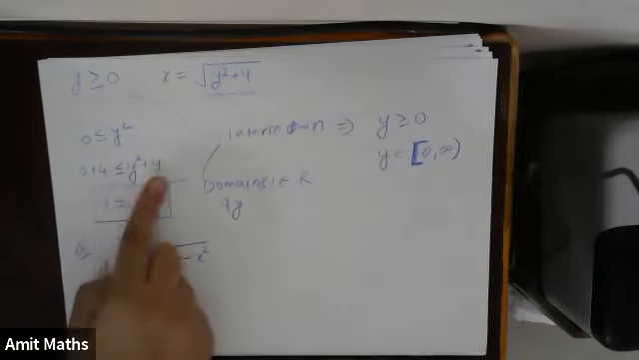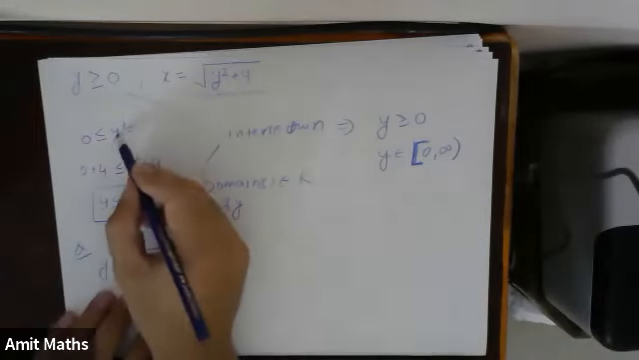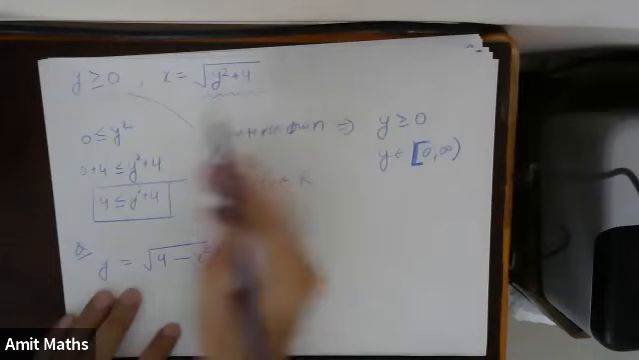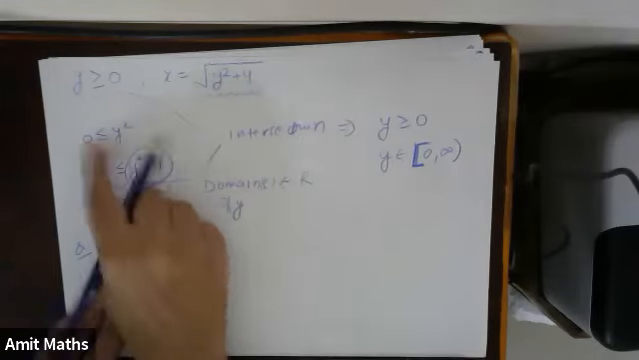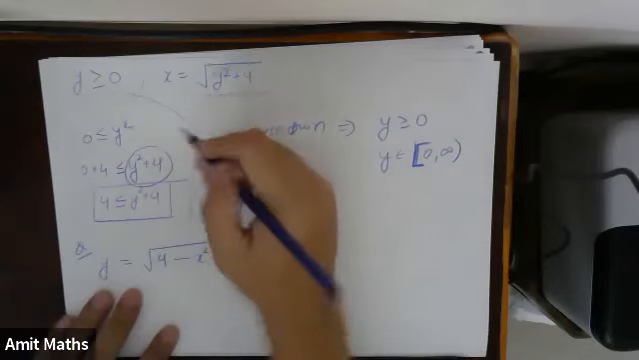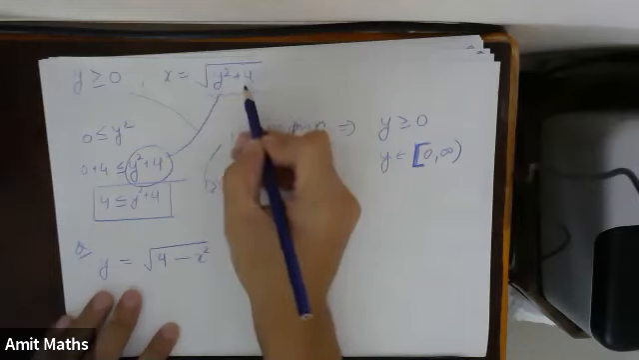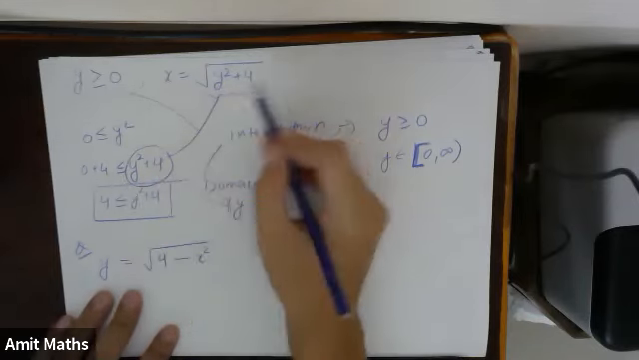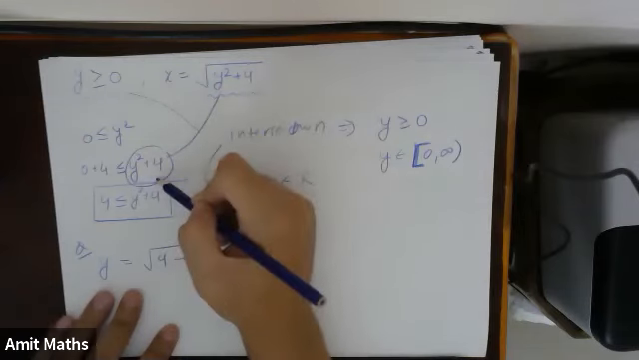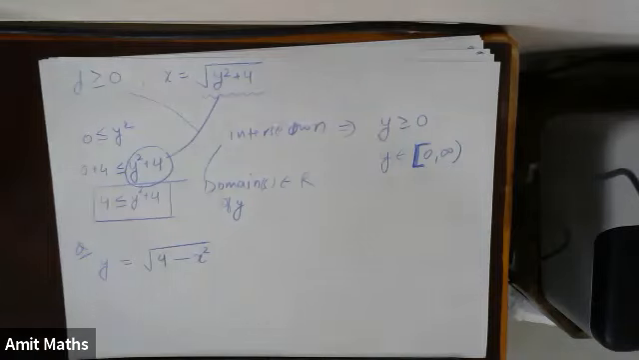See, why we are adding 4 on both sides: this is y square, but here I have y square plus 4. So to get y square plus 4, I'm adding 4 on both sides, so that this will be equal to this and I can compare these. If there was 5, I would have added 5. If this was 10, I would have added 10. If this was minus 2, I would have subtracted minus 2. So that is why I'm just adding 4 on both sides.